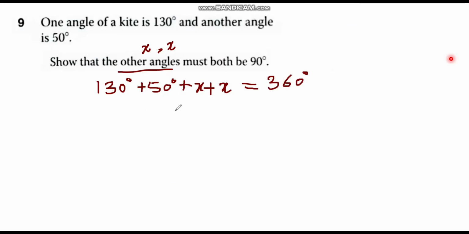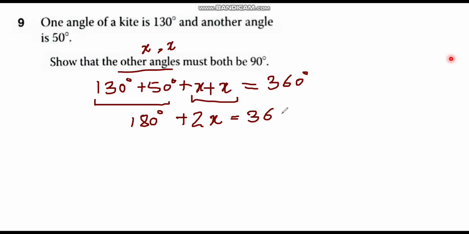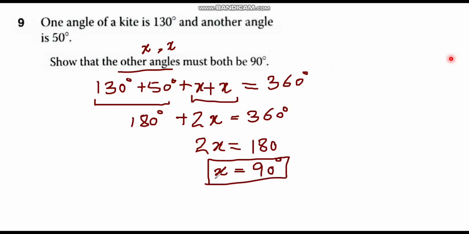To figure out the size of x, let's add the constant terms. That should be 180 plus 2x. We are adding the like terms here, equals 360 degrees. Now if I subtract 180 from both sides, I will get 180 on the right side. And if I divide both sides by 2, I will get the size x as 90 degrees. It means that other two angles have.